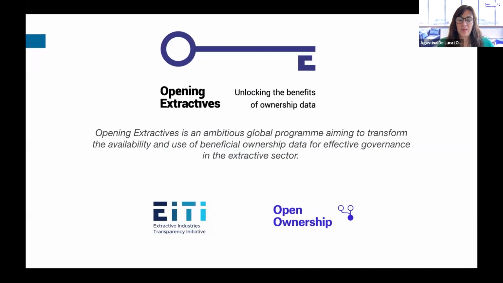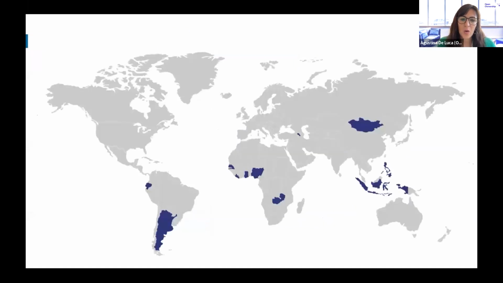The Opening Extractives program, as I said, is one of the ways in which we're trying to do this. It's a program that we are jointly implementing with the Extractive Industries Transparency Initiative, the EITI, where we are aiming to transform the availability and use of beneficial ownership data in the extractive sector in particular. We are doing so in different regions of the world. And today we'll hear from some of these countries, but it's a global program focused in the global south, helping countries and organizations and governments to drive policy changes.